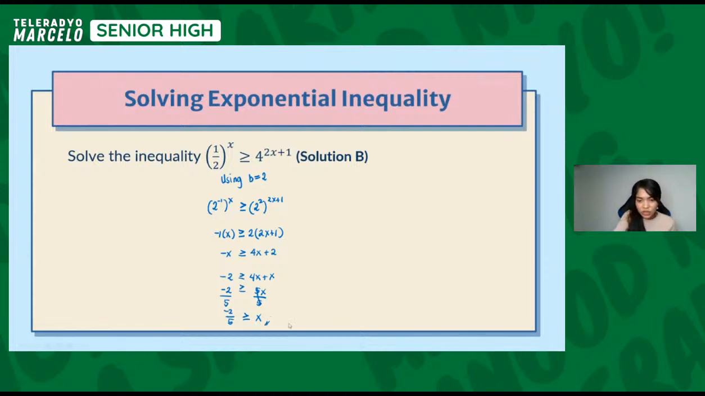So in set notation, we can rewrite this as, ayan, all values ng x na hinanap natin ay yung mga mas mabababa sa negative 2/5. Meaning to say, the highest value that we can take here is negative 2/5. And yung mga values na mas mababa sa negative 2/5 ay yung mga values na papunta sa negative infinity. So, this is included. We will use a brace.